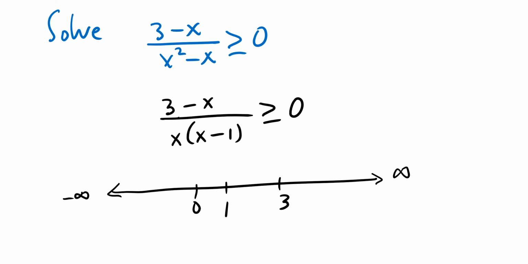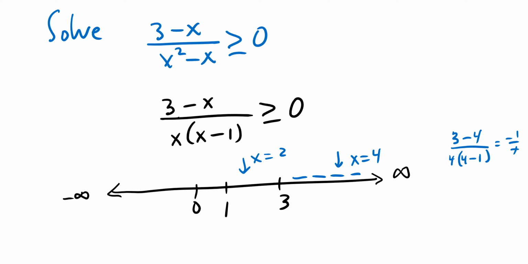Now we run some testing values. In this region, we can pick x equals 4. What do we get? 3 minus 4 over 4 times 4 minus 1. It's a negative on the top and the bottom positive, so that's a negative. If we pick x equals 2, positive on the top, positive in the denominator, that's a positive. If you pick any value here, that would be negative. The same thing here would be positive. So the question is asking, when is this bigger than or equal to 0? So that would be here and here.